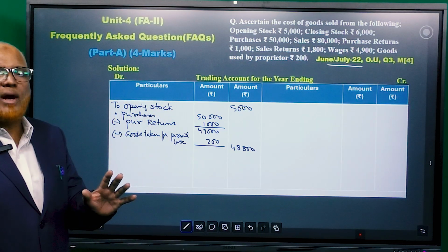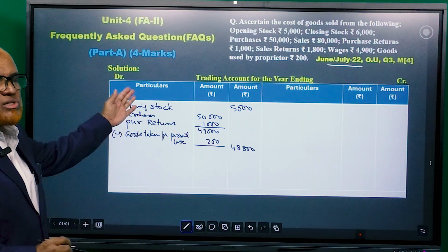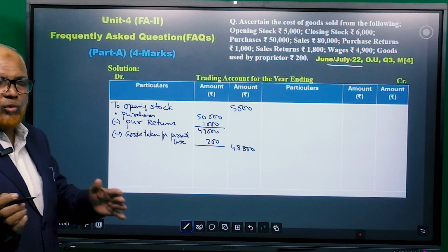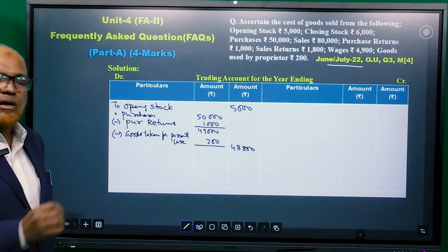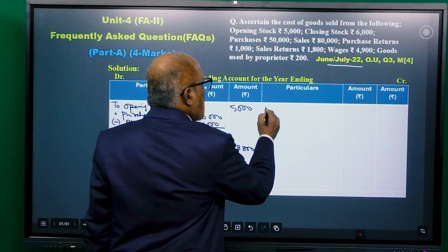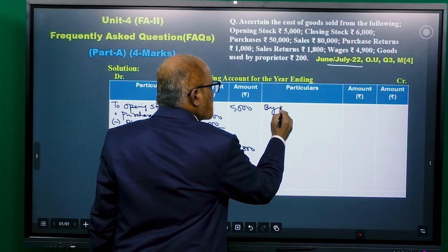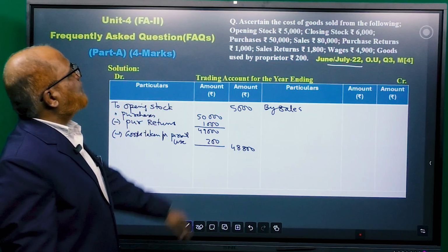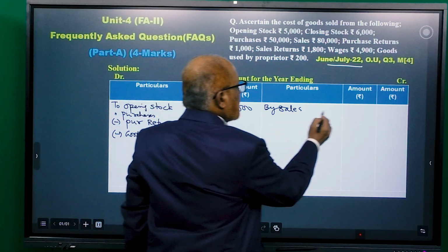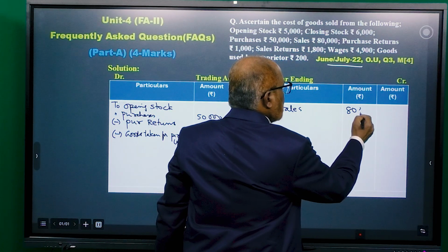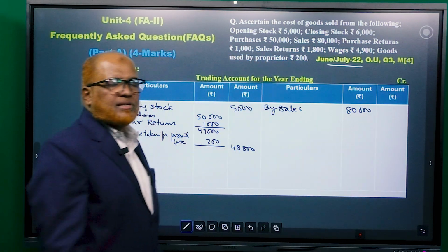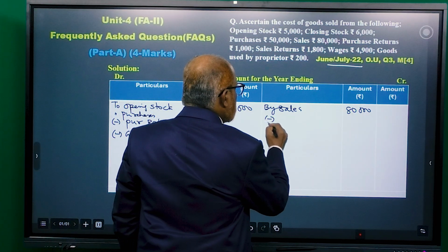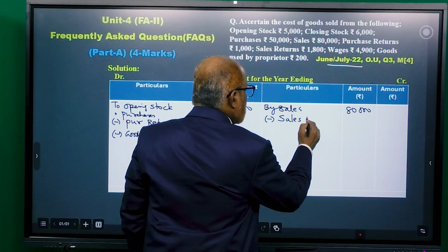So remember, 2 items always will appear in the trading account. First one is opening stock. Second one is purchases. If purchase returns are there, subtract. If goods taken by the owner for personal use, subtract. Now credit side. Always the first item on credit side will be sales. The sales are given in the problem as 80,000. So take the sales 80,000 in the inner column because we may have sales return. The sales return should be subtracted. So minus sales return.